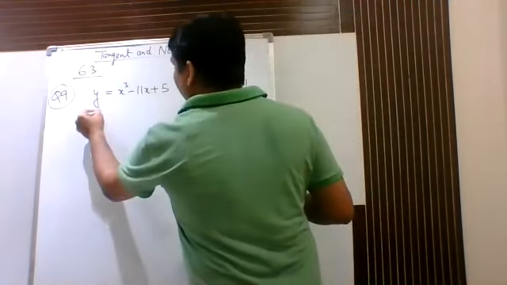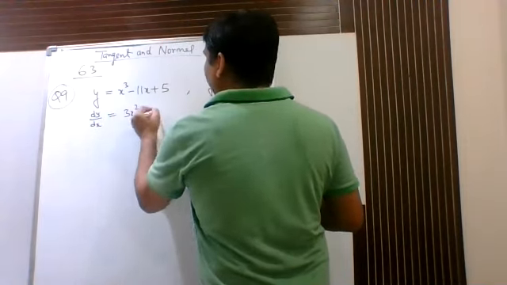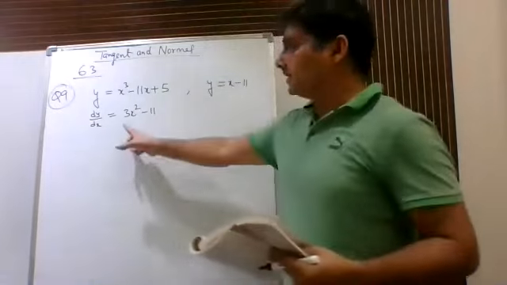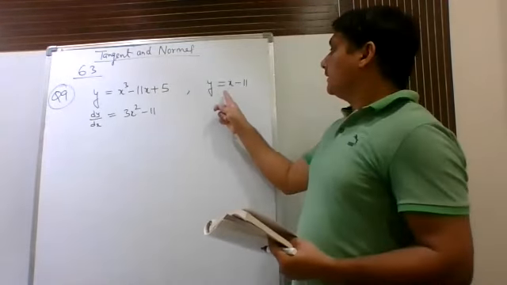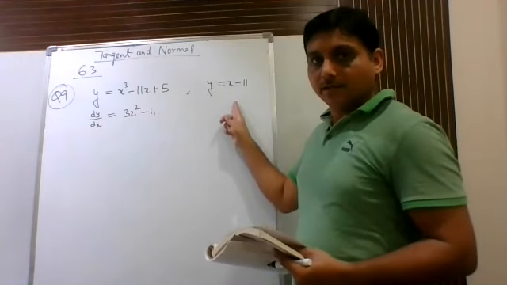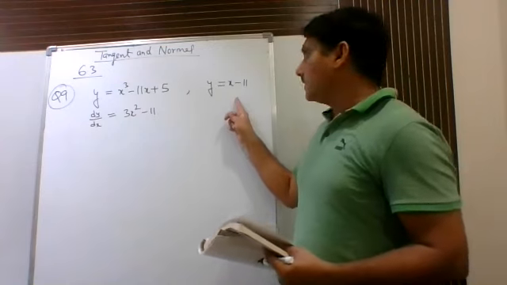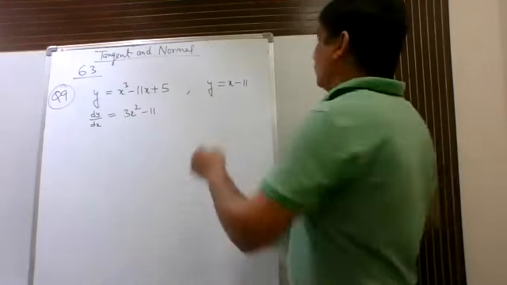Now first of all, you will just find the derivative of this. So it will be 3x^2 - 11. This is known as the slope of the tangent at any arbitrary point. Now they have given that this is the equation of the tangent. So from here you can get that the slope of the tangent is 1.